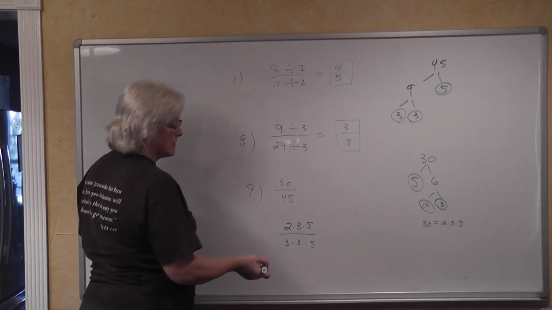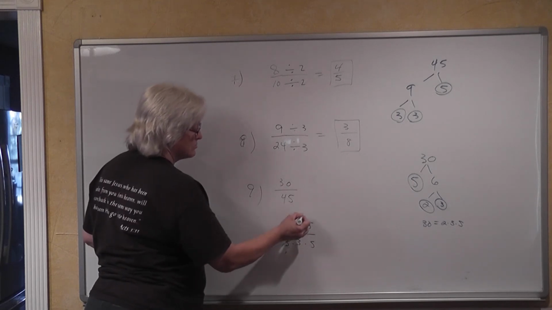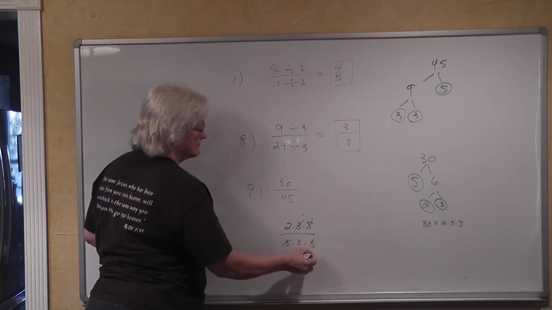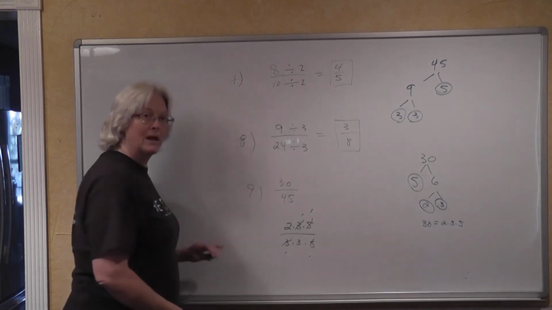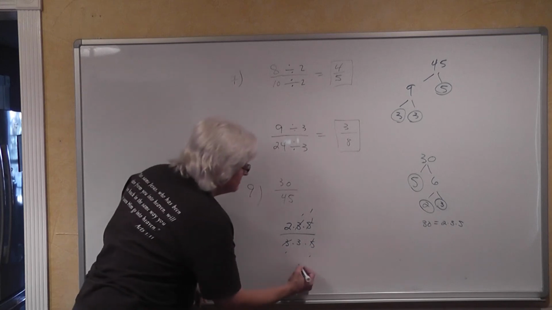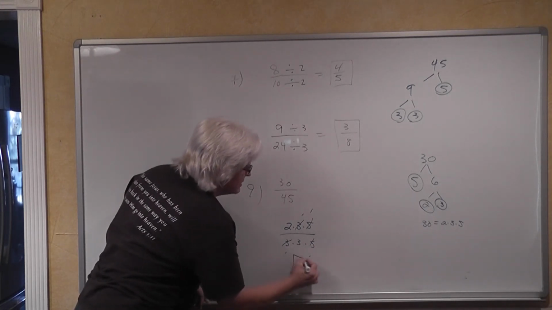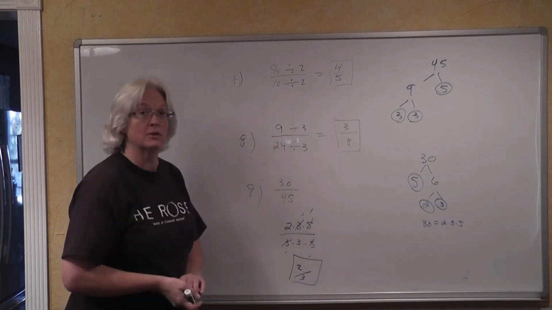Now we can cancel common factors. 3 divides into 3 as 1. 5 divides into 5 one time. What do we have left? We have 2 times 1 times 1, which is 2. And we have 1 times 3 times 1, which is 3. So 2/3.